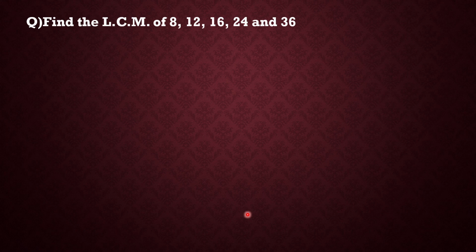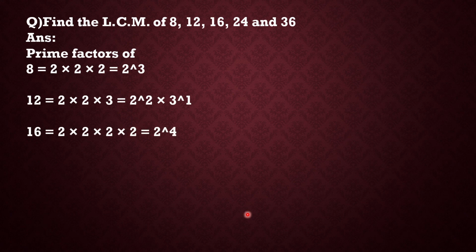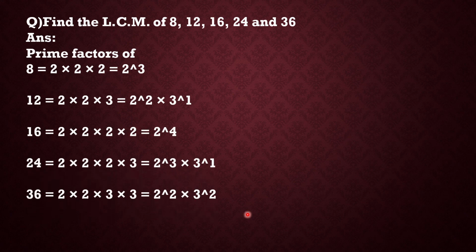Find the LCM of 8, 12, 16, 24 and 36. So I'm directly writing the prime factors for 8, 12, 16, 24 and 36. Here I have written 2 cube, 2 square into 3 power 1, 2 to the power 4, 2 cube, 2 square, and here 3 power 1. So I have used the power symbol.